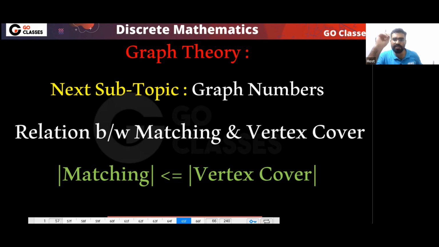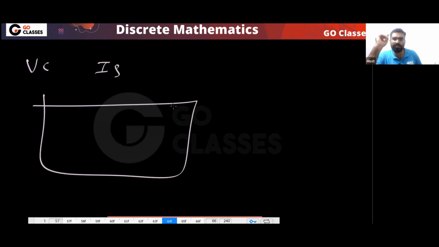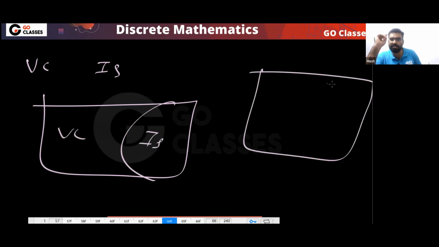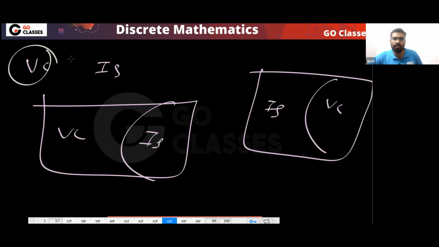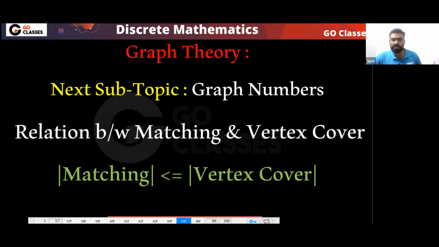In the last class, we have seen vertex cover and independent set, right? For vertex cover and independent set, we have seen this type of scenario. For example, if this is your independent set, then this will be your vertex cover. Similarly, if this is your vertex cover, then this will be your independent set. This proof we have already seen in the last class. Similar proof you can do for matching and vertex cover also. Just use the definitions, nothing else.